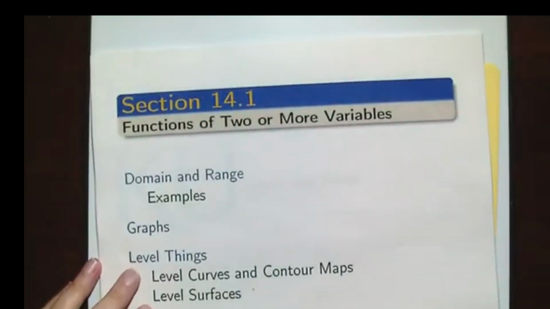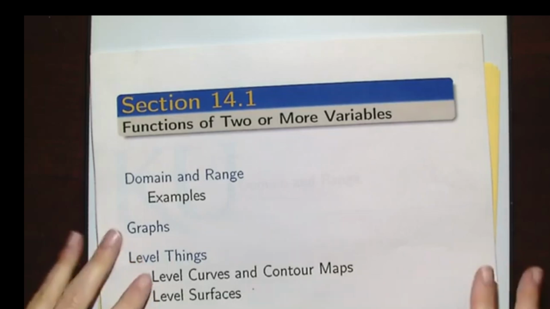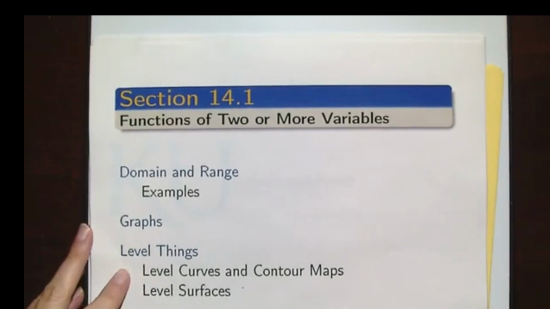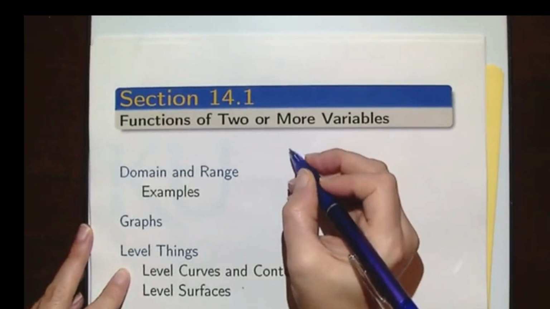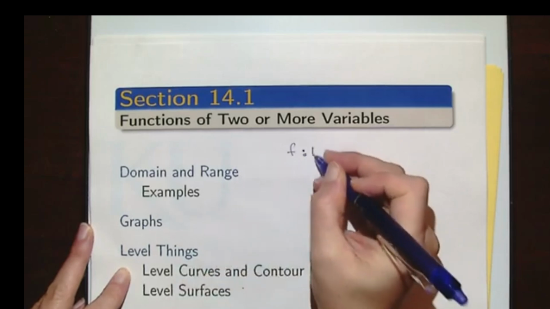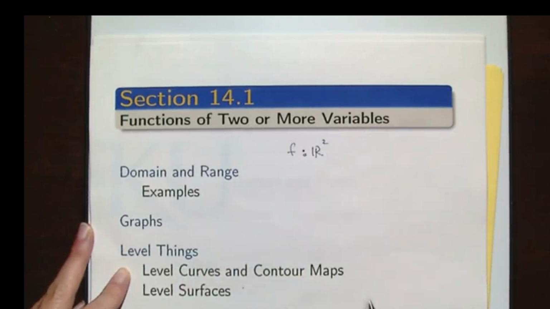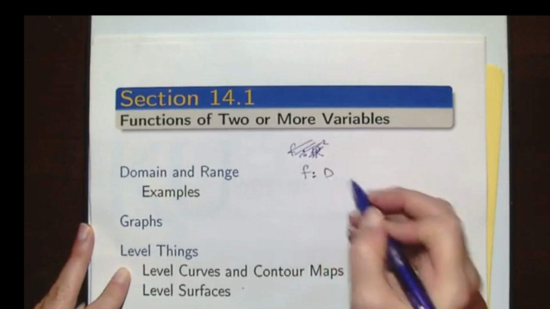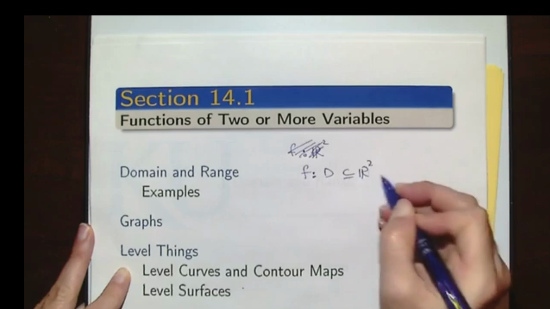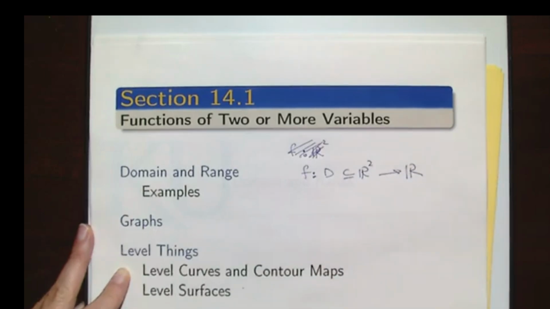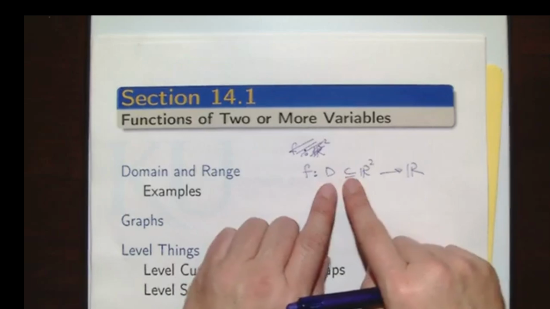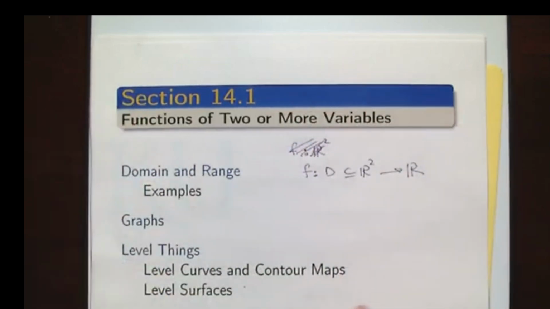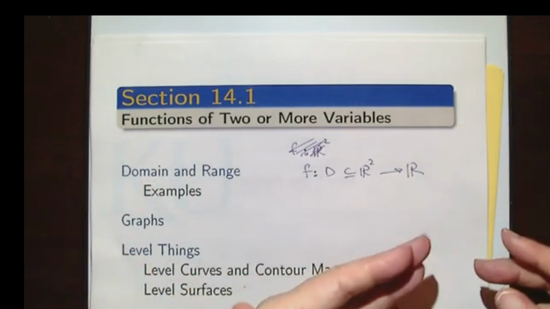How does this work? With function comes domain and it comes range, correct? So when I talk about a function of two variables, let me write my notes right here. F goes from a subset of R2 to R. So you choose a subset of R2, a subset of the plane, and F acts on that.